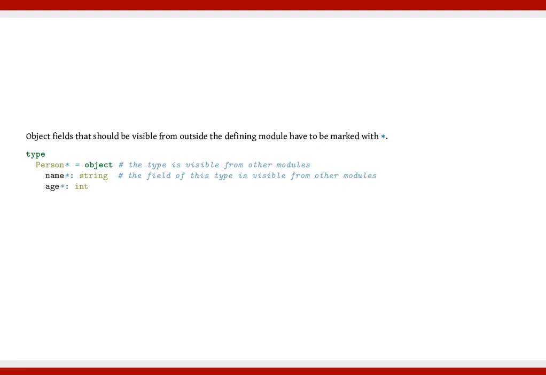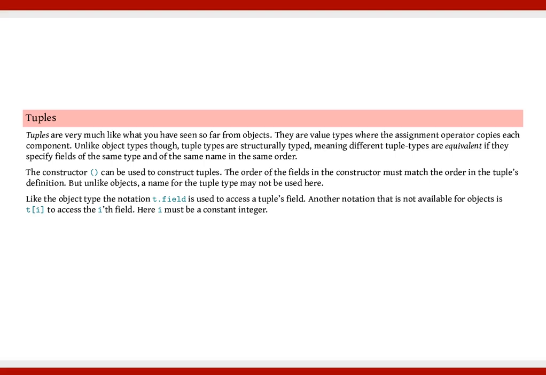age*: int. Tuples. Tuples are very much like what you have seen so far from objects. They are value types, where the assignment operator copies each component. Unlike object types though, tuple types are structurally typed, meaning different tuple types are equivalent if they specify fields of the same type and of the same name in the same order. The tuple constructor, parentheses, can be used to construct tuples.